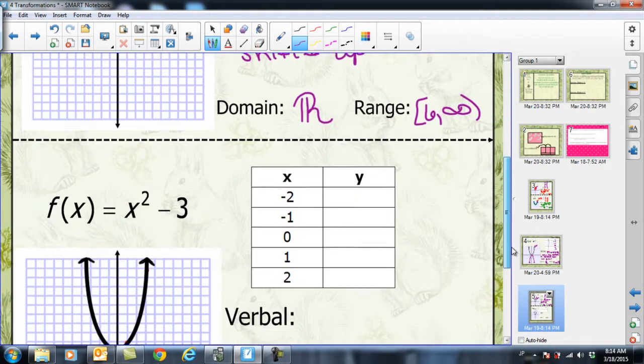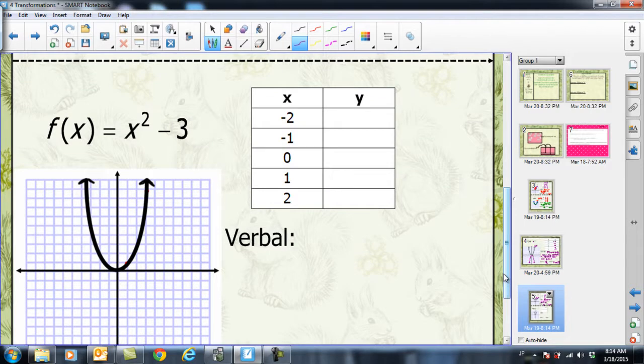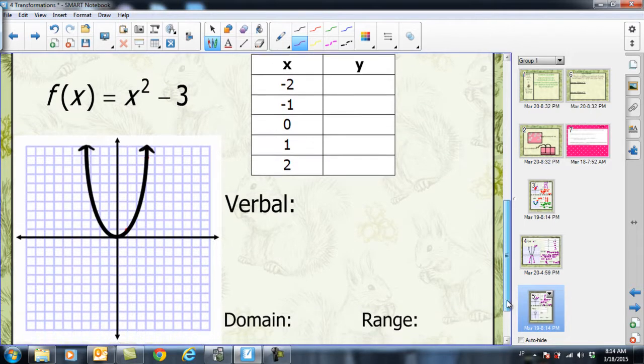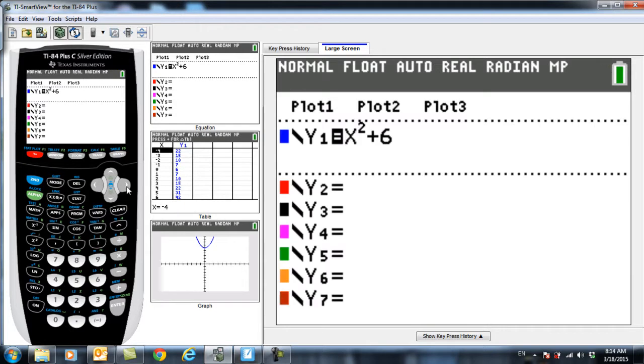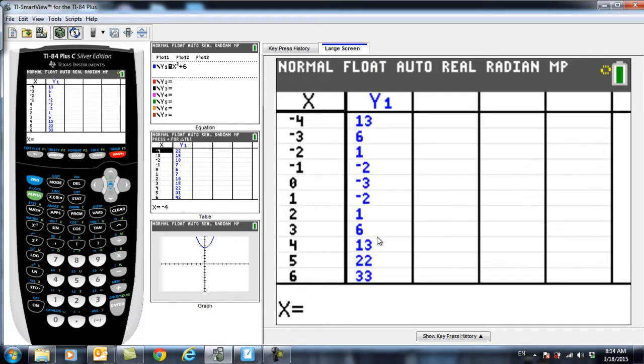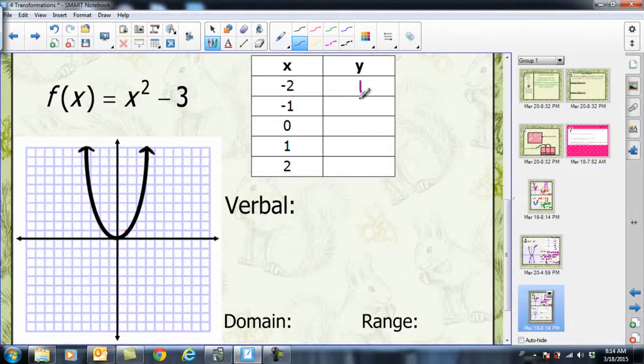So let's do this second one. Now we're going to do x squared minus 3. So now instead of adding a number, I'm subtracting a number. So we go back to our function, y equals, and I'm going to change it so that it says minus 3. I'm going to go look at my table, second graph. And so your values are 1, -2, -3, -2, and 1. So we're going to put those in, and we're going to plot those.